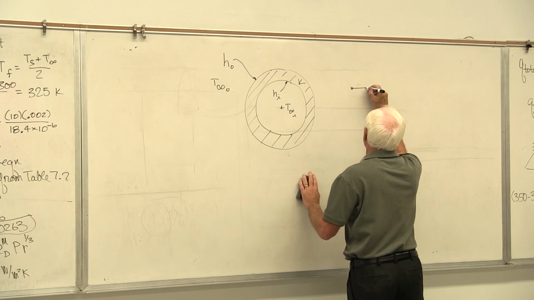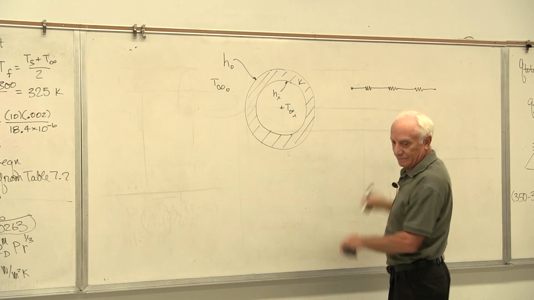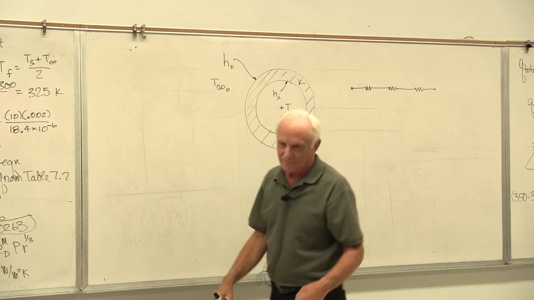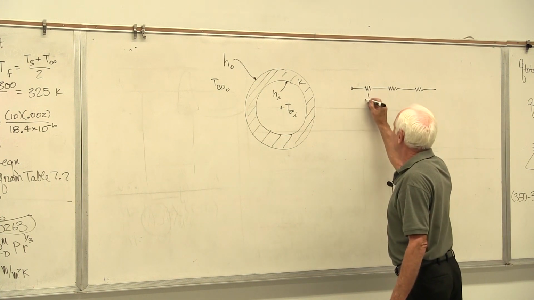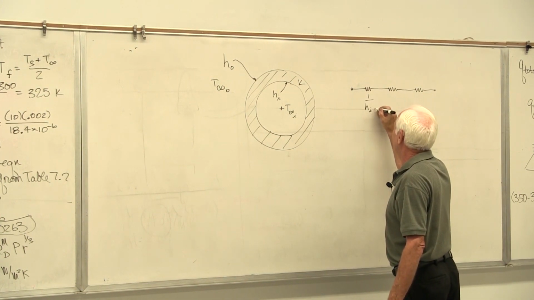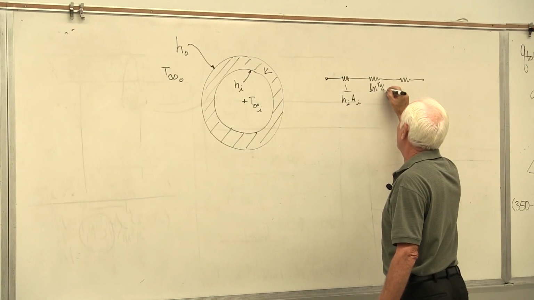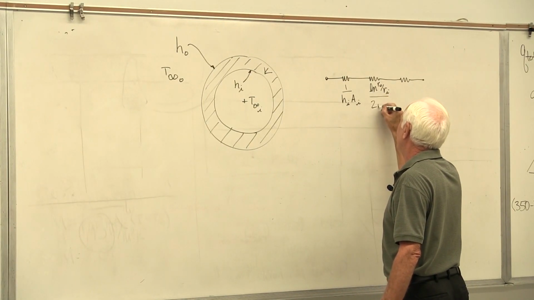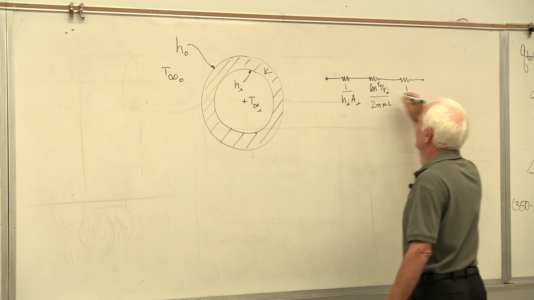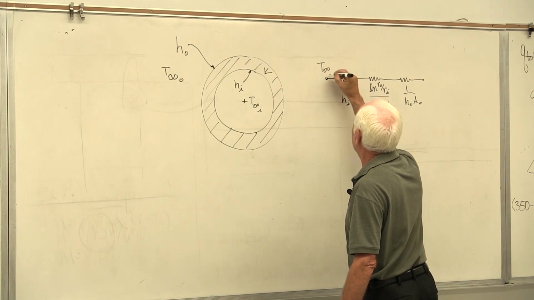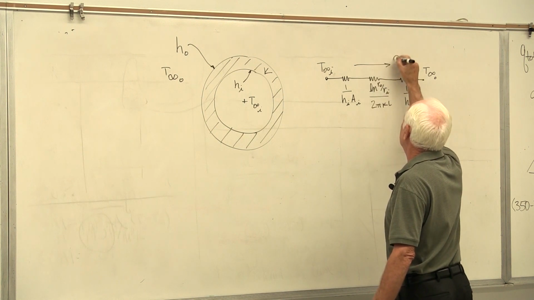When you look at chapter 3 again now, go back and review chapter 3 real quick. 2 minutes. What's this resistance? 1 over H inside, A inside. Natural log, R outside over R inside, over 2 pi KL. This one, 1 over H outside, A outside. This one, T infinity on the inside. This one, T infinity on the outside. Hot stuff in the tube, there's Q.